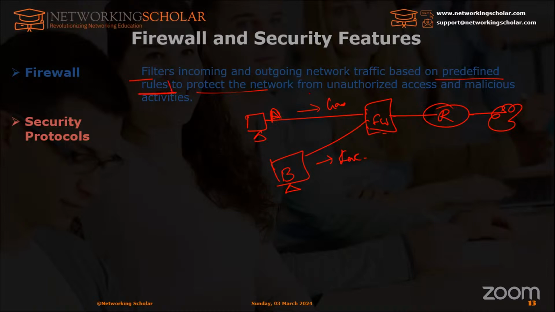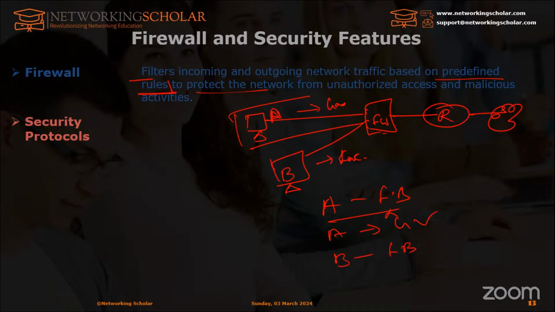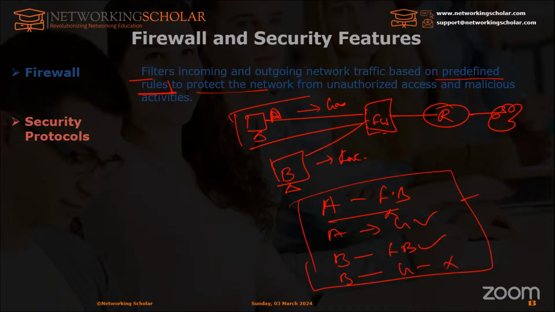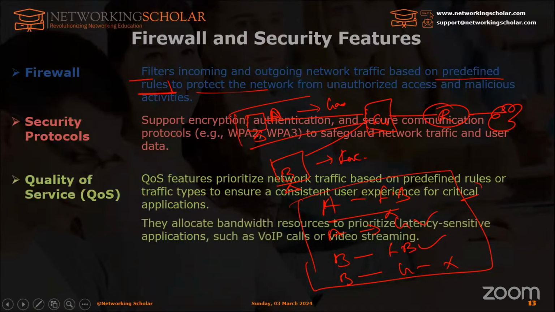So suppose that A is trying to go to Facebook, it will deny. A wants to go on Google, it will allow. Similarly, B wants to go on Facebook, that is allowed. B wants to go on Google, that is denied. Why is it happening? Because we have created a policy on the router. Because of that, it is happening.